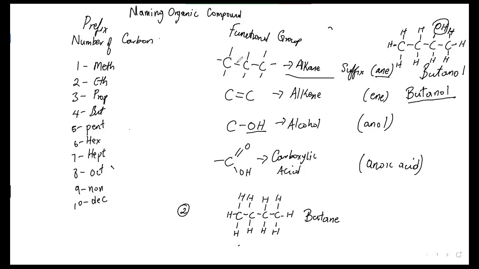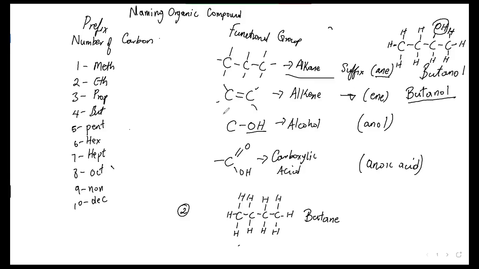So if there are only carbon to carbon single bonds present, then the compound is an alkane and the suffix is ane. If there is a carbon to carbon double bond present somewhere in the compound, then the substance is an alkene and the suffix is ene. So it ends with ene.